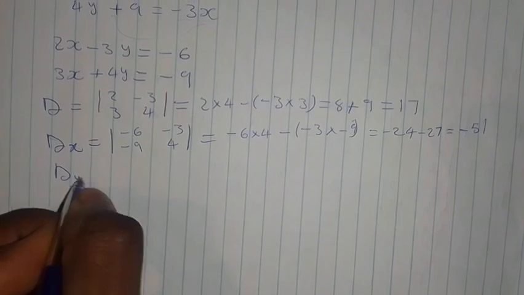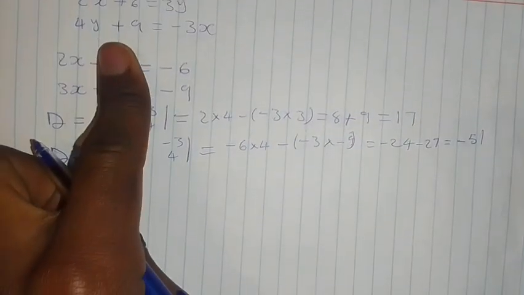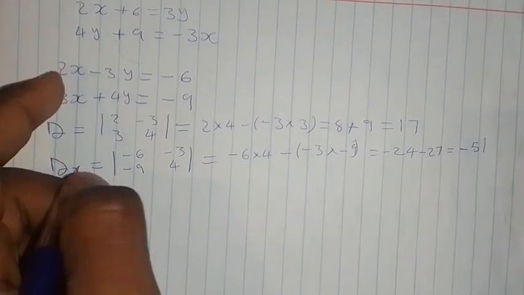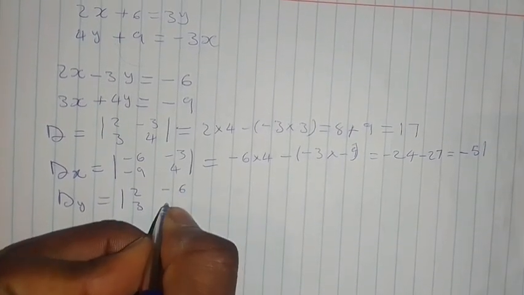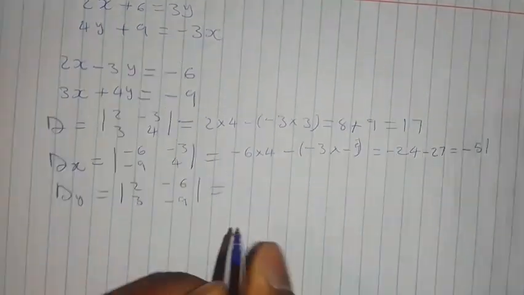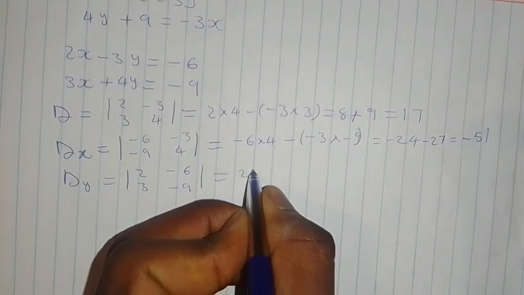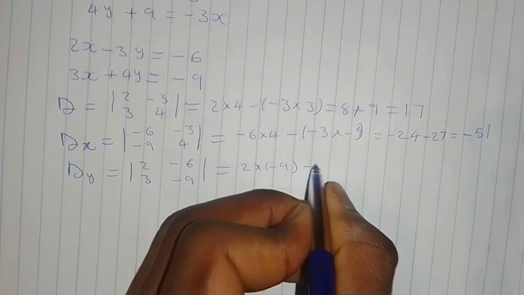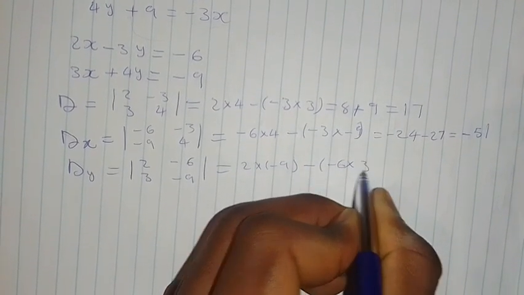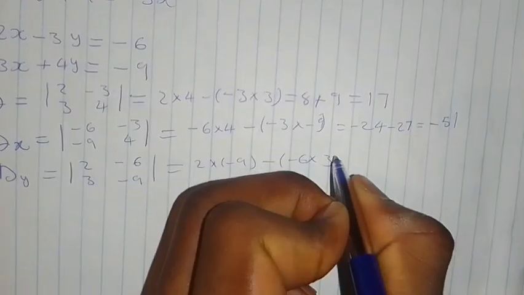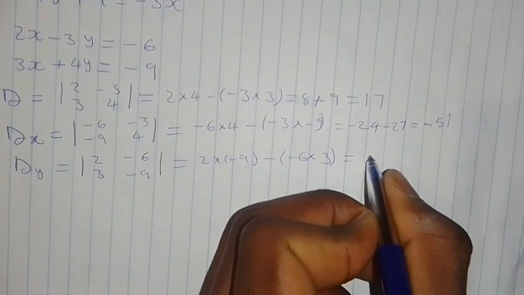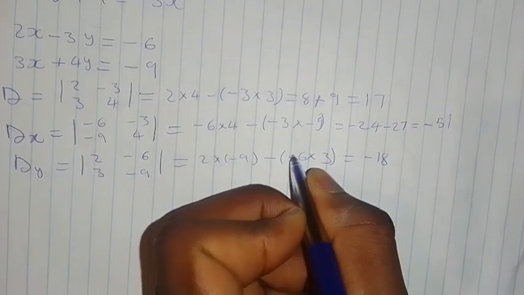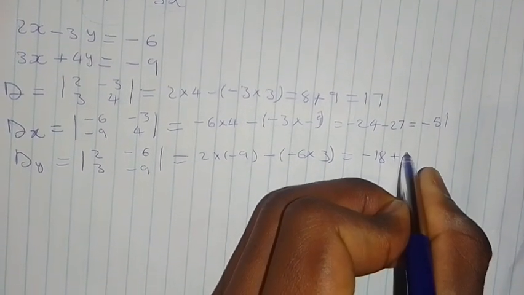And now you're going to look at that, then exclude the y coefficients. When you exclude the y coefficients, you're going to have 2 and 3 and minus 6 and minus 9. So that's going to be 2 by minus 9 minus into negative 6 by 3. So that's when you exclude the y coefficients. So you have minus 18, negative into negative, that's positive, 6 times 3, that's 18. So it's going to be 0.